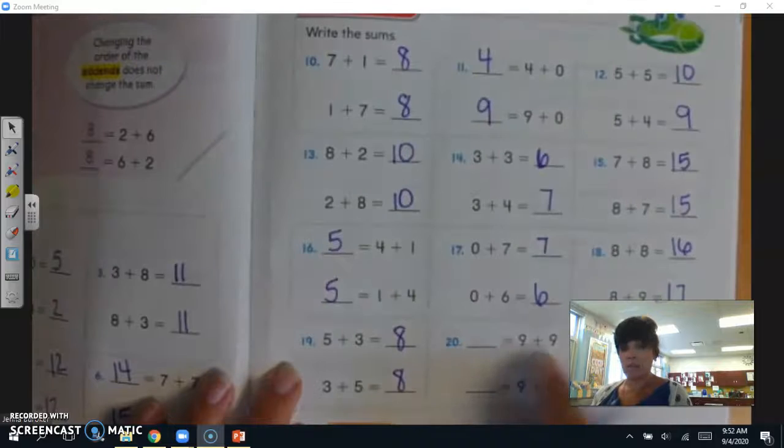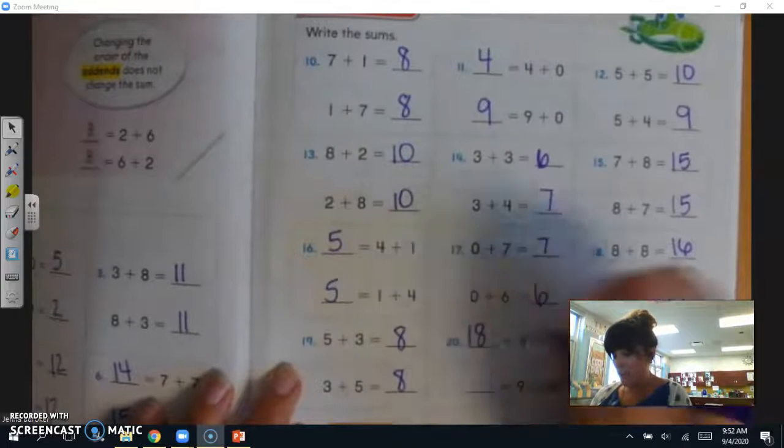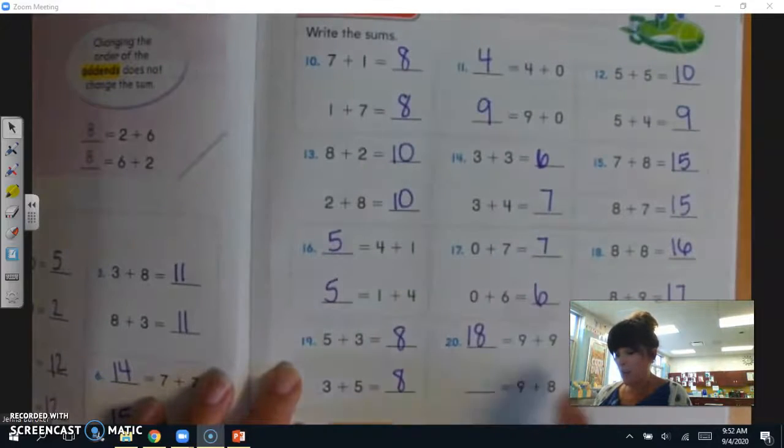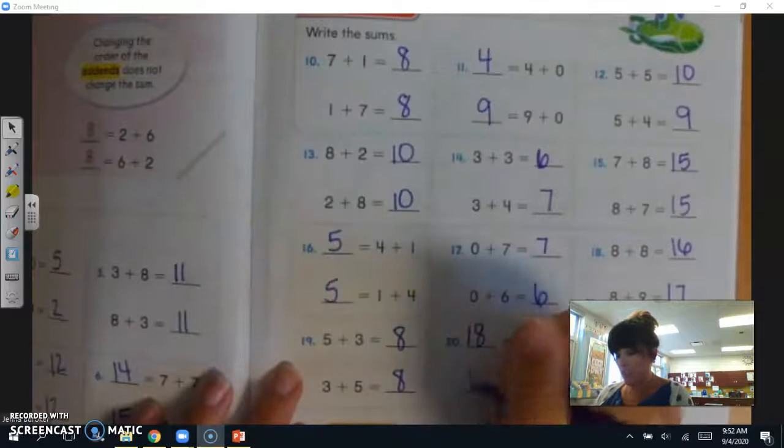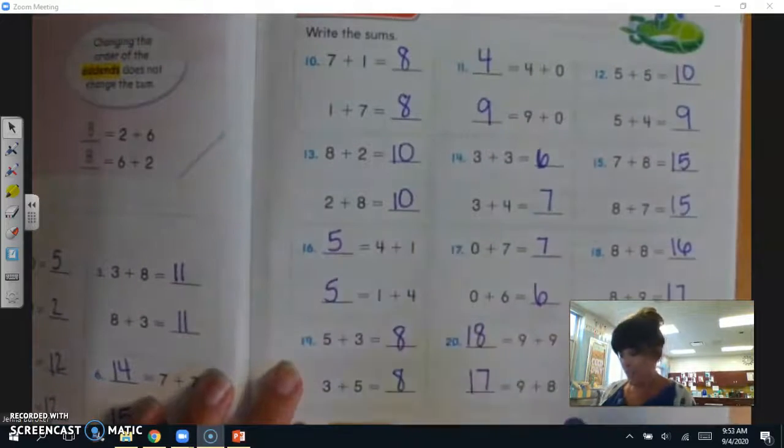9 plus 9 equals 18. It's a doubles fact. 9 plus 8, we're just adding one less. So we're actually going to go down one. We're going to subtract one from this 18 to make our answer 17.